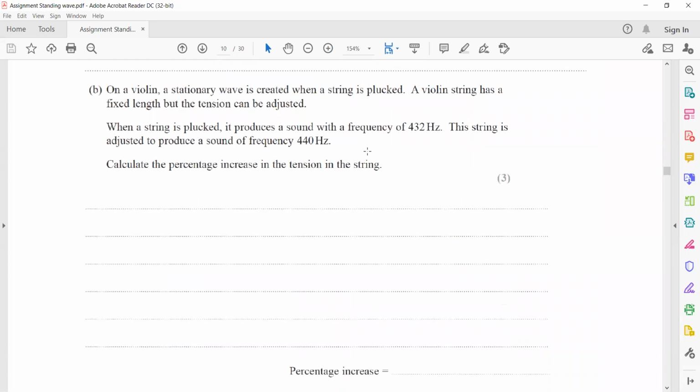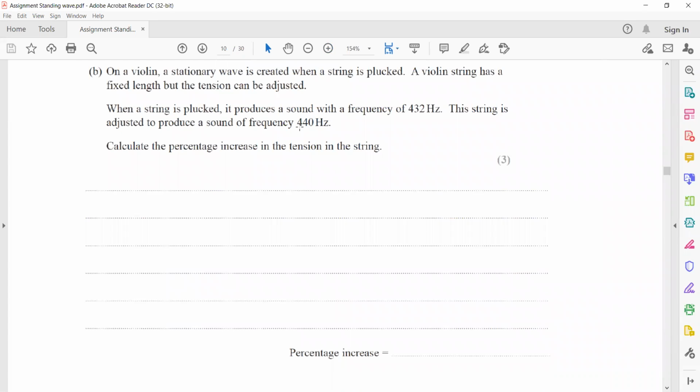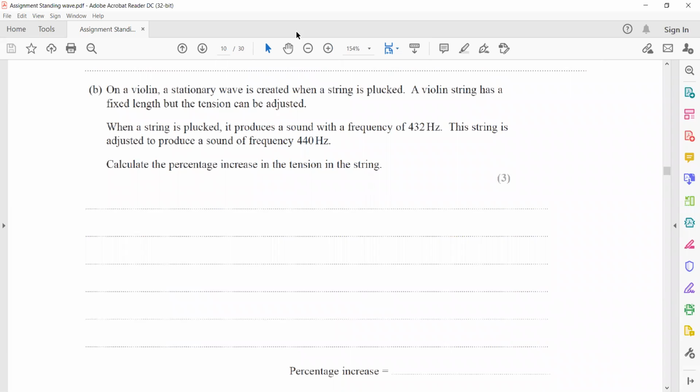Next part: on a violin, a standing wave is created when a string is plucked. A violin string has a fixed length, but the tension can be adjusted. When a string is plucked, it produces a sound of frequency 432 Hz, and it is adjusted to produce a sound of frequency 440 Hz. Calculate the percentage increase in the tension. So what is the percentage increase in the tension? We have to calculate that.